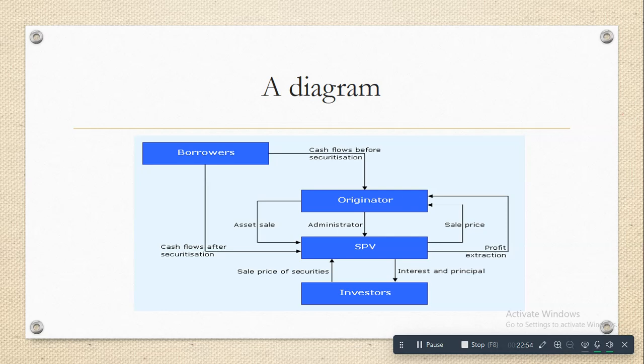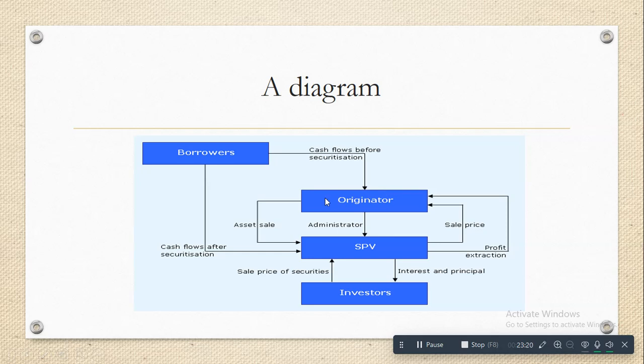This is a diagram to explain what we talked about. So let's see it quickly. So there are three parties, the originator, the SPV, and the investors. Then there are the borrowers. So what happens before creation of any SPV or securitization, the originator gets the cash flow. Before securitization, the originator is getting the cash flows.